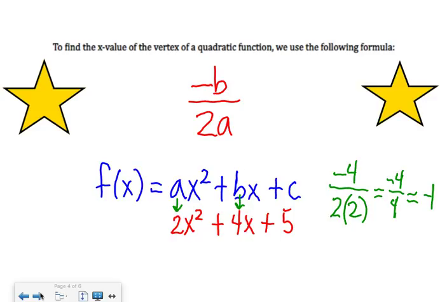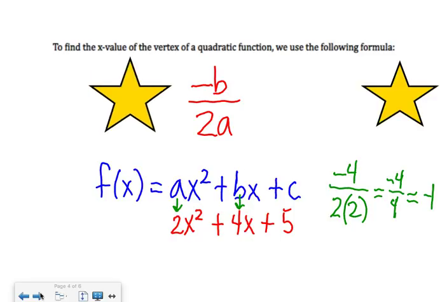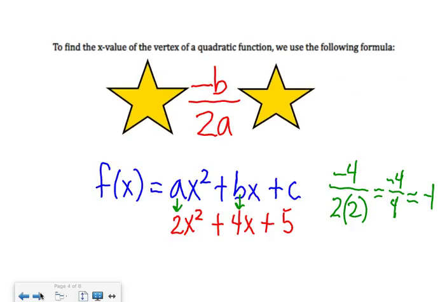But just please star this negative b over 2a. I put 2 big stars here. Highlight it if you need to. You're going to use it a lot from here on out for the rest of the chapter.